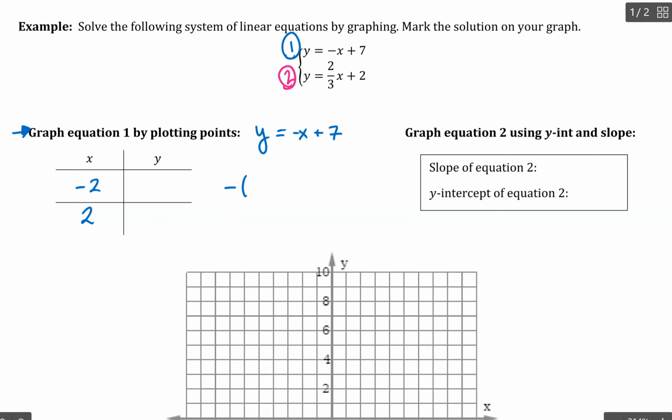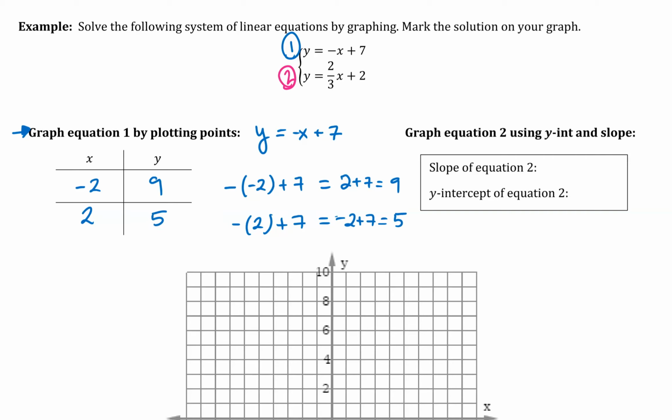So we're going to do -2 plus 7. So -2 becomes +2 plus 7, which becomes 9. So now let's plug in +2 plus 7, which becomes -2 plus 7, which becomes +5. So now the two coordinate points that we have to plot are -2, 9, and 2, 5. Remember, those are x values and y values.